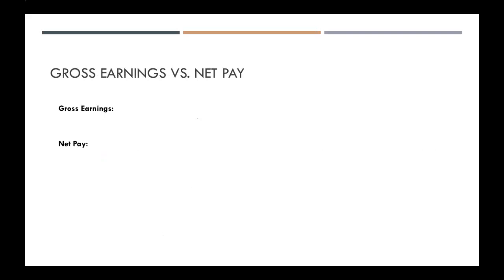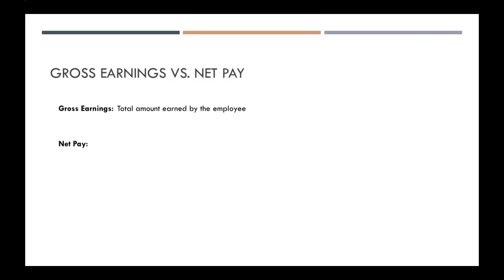Now let's move on to chapter 11, where you started learning the difference between gross earnings and net pay, and you started learning about some taxes, right? So gross earnings, what are gross earnings? Well, that's going to be the total amount earned by the employee. So if you think of this as the number of hours worked times your hourly wage, right? If you worked 40 hours this week and you make $10 an hour, your gross earnings would be $400.